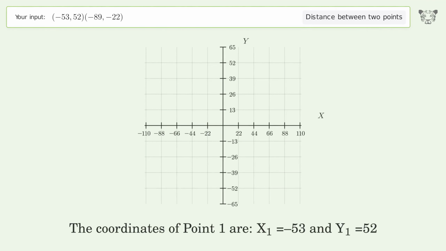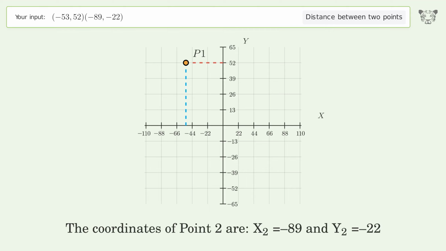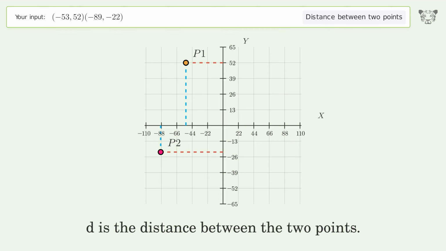The coordinates of point 1 are, x1 equals negative 53 and y1 equals 52. The coordinates of point 2 are, x2 equals negative 89 and y2 equals negative 22. D is the distance between the 2 points.